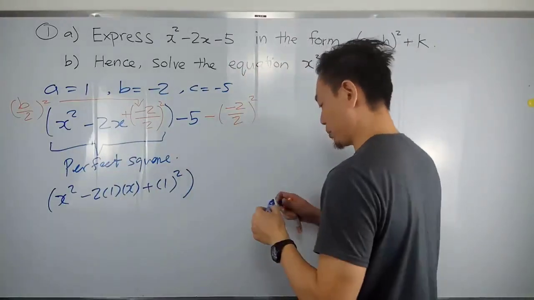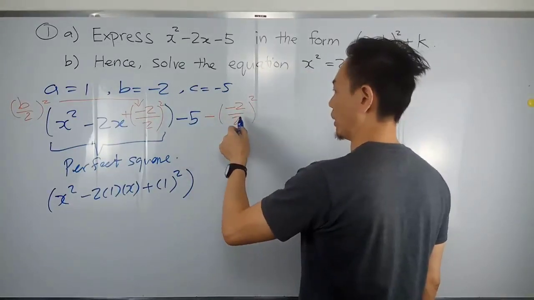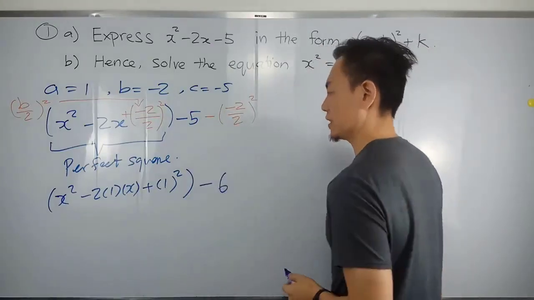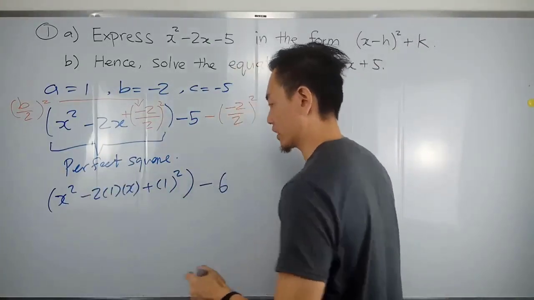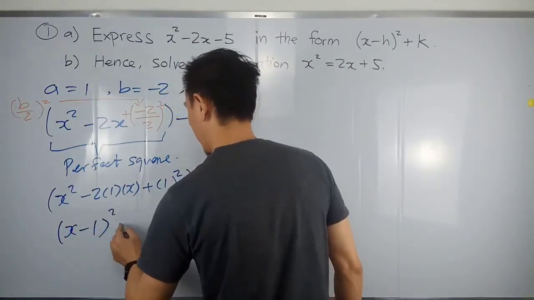Then this one, you just press the calculator for it and you can see that this is negative 5 minus 1. Take note that this negative squared is positive, so you have minus 6 here. This is going to become our perfect square, so this is the same as x minus 1 bracket squared minus 6.